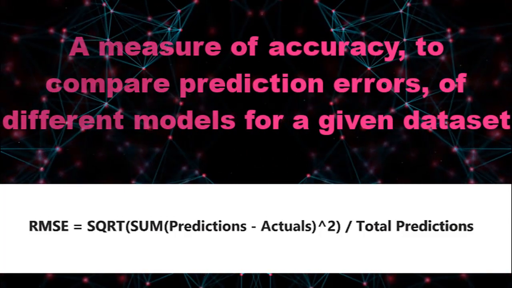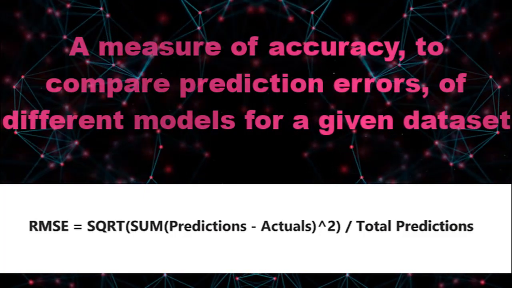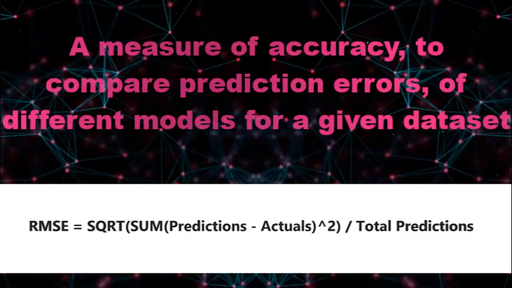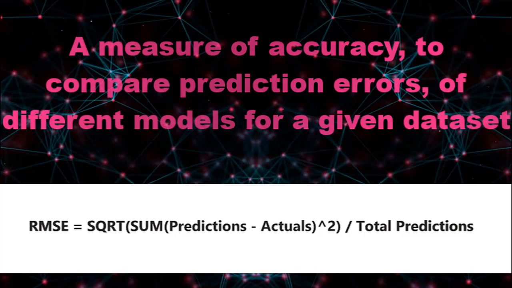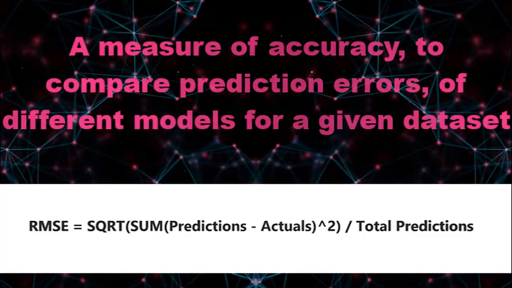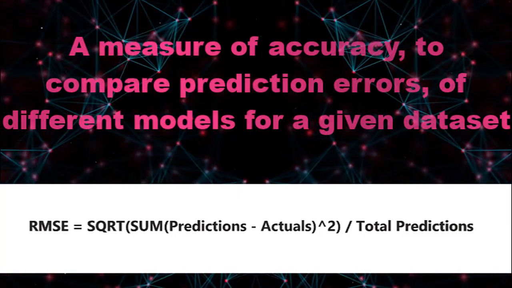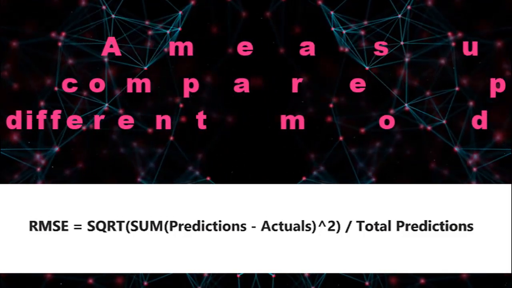Root mean squared error is a measure of accuracy to compare prediction errors of different models for a given dataset and not between different datasets. This is because RMSE is scale dependent. On your screen, the image shows the conceptual formula for calculating root mean squared error.